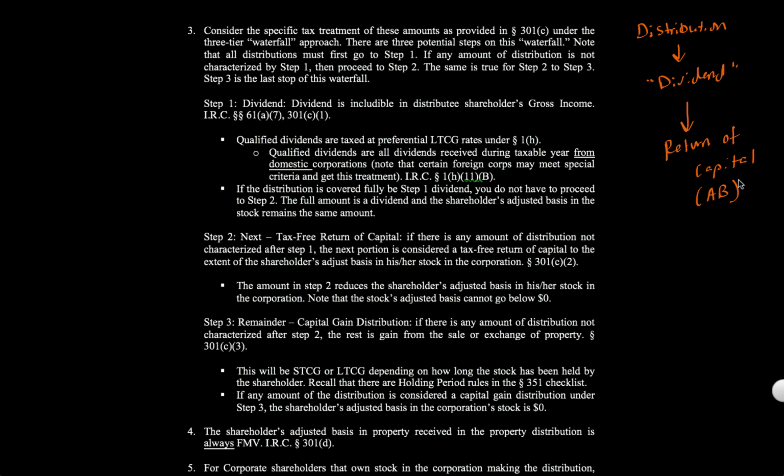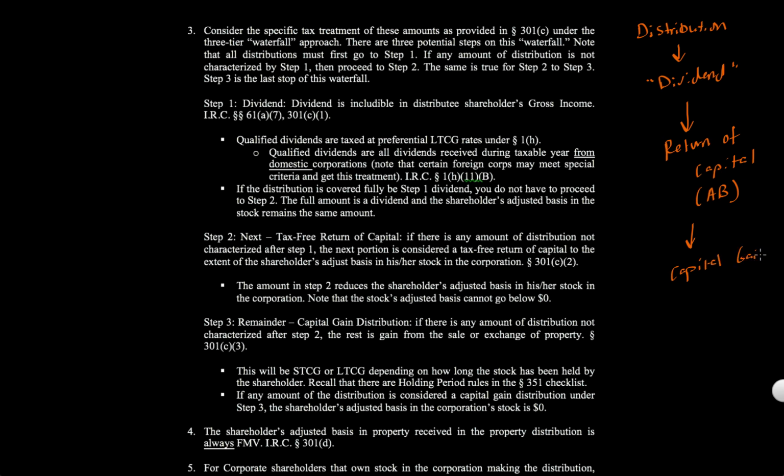And this is important because if the shareholder sells his or her stock the next day, let's say, or in the future, this is going to affect the numbers. It's going to affect the amount of gain or loss that the shareholder is going to have as a result of selling the stock. And then finally, if there's anything beyond basis, we call that capital gain distribution.